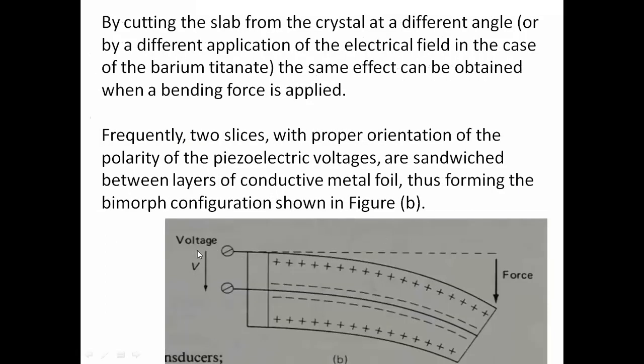So here we apply the voltage across these two terminals, and these are the two materials arranged layer by layer. We are applying some voltage in this manner. Then there is a displacement of this material. So voltage will be converted into some displacement, and that will be converted into force. Like this it is used to convert force to electrical voltage or electrical voltage to force.